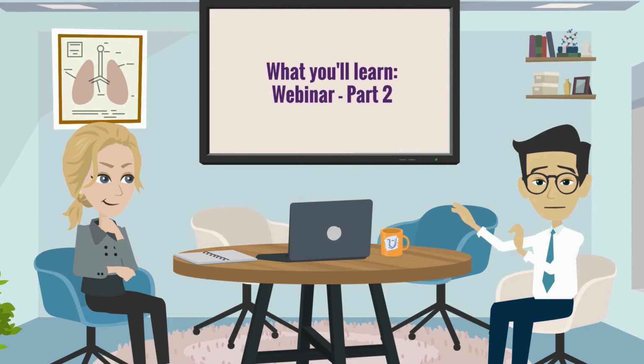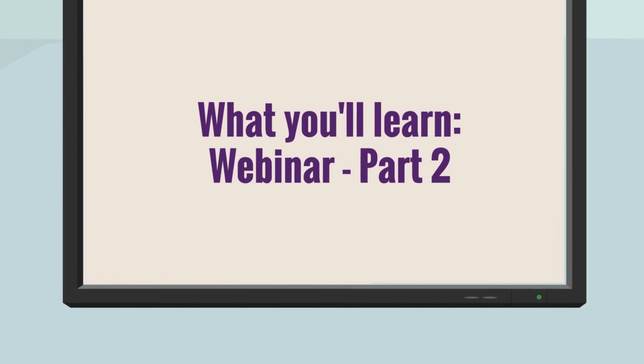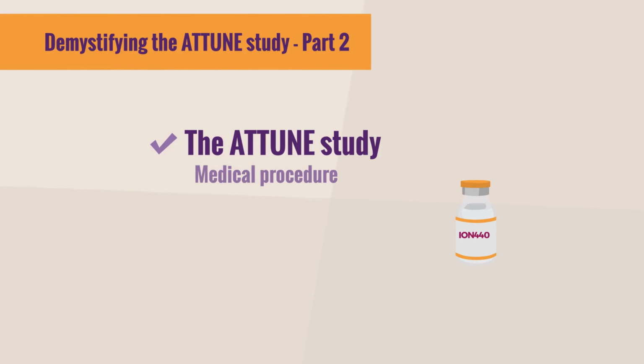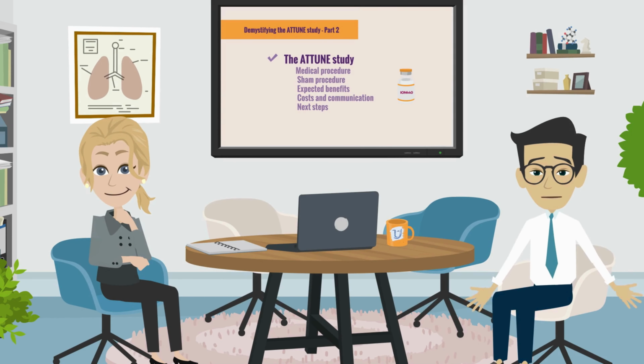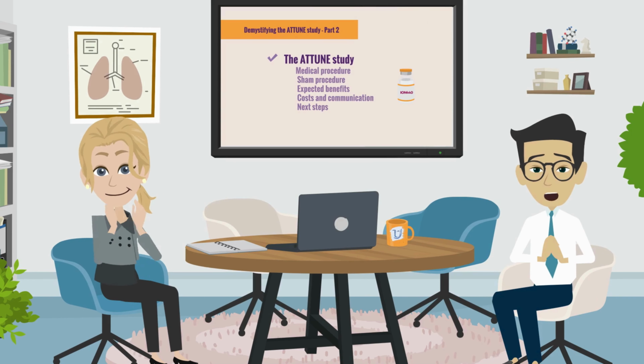Let's start by exploring the content of this second part. In this episode, we'll cover the medical procedure for administering ATTUNE 440, explain the sham control group, and discuss the expected benefits of ATTUNE 440. Then we'll cover costs and general communication, the next steps after ATTUNE, and how families can get involved now. All right, I think we are now ready for presenting our first topic.